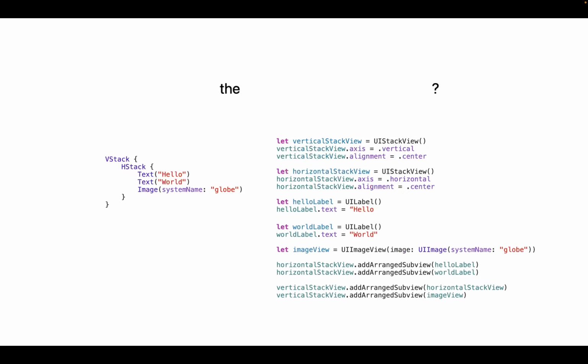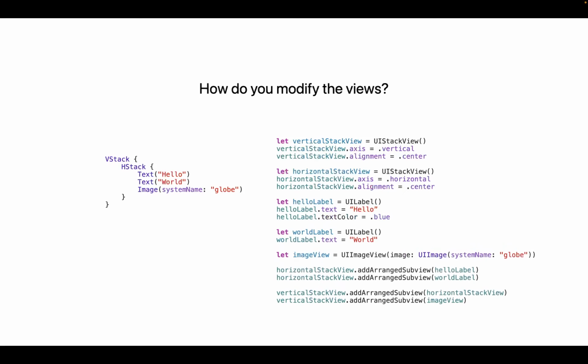Okay, so the next question is, how do we modify the views, right? Because right now we cannot do something like this. If we first create the hello label and then we change the text color of it, we would not have a return statement there, right? It no longer returns any values. So this would not be valid inside result builders.